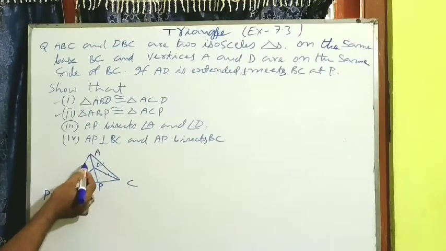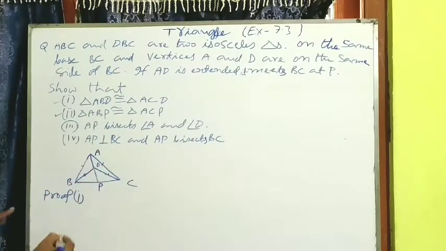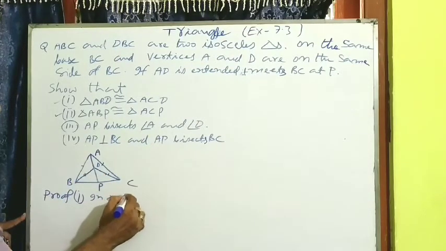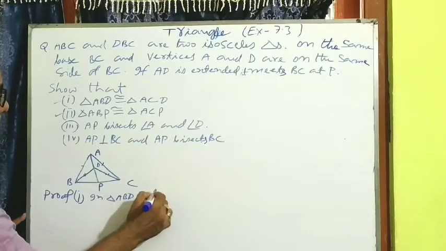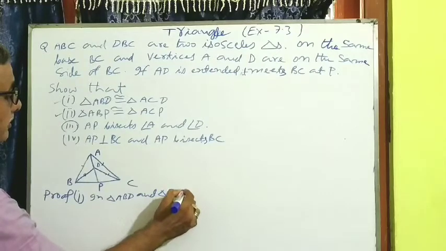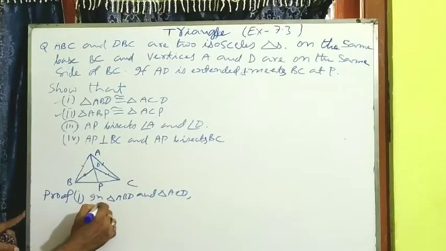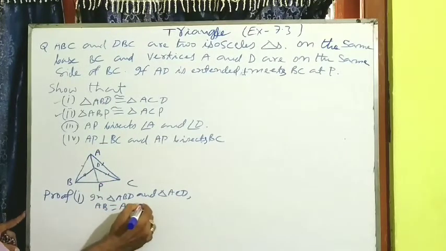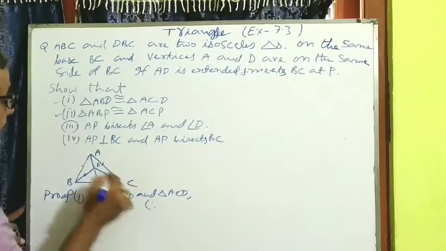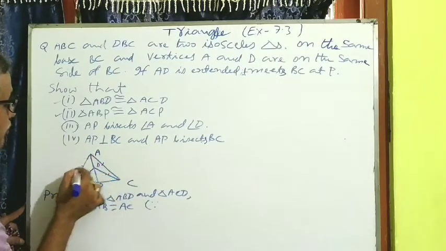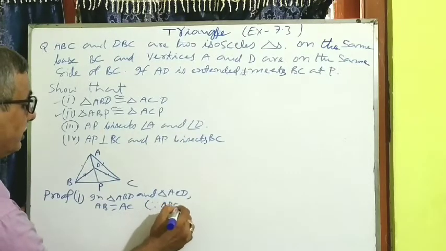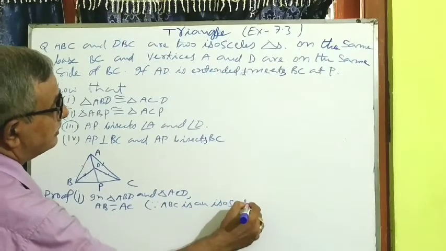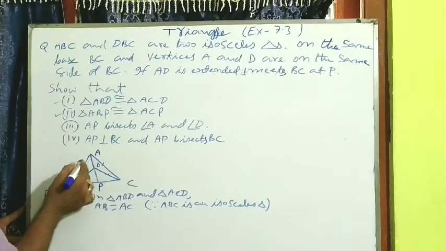I have to make ABD and ACD two triangles equal. In triangle ABD and triangle ACD, what are the things given? AB is equal to AC. Why is it so? Since ABC is an isosceles triangle, so two sides will be equal. ABC is an isosceles triangle. Okay? One side equal.